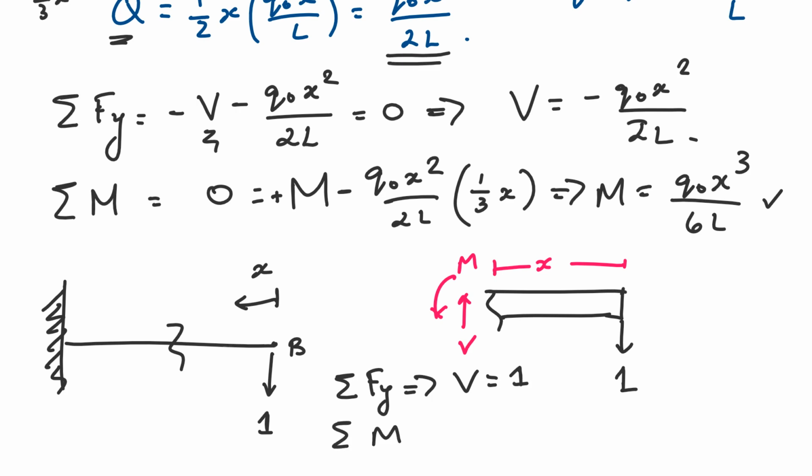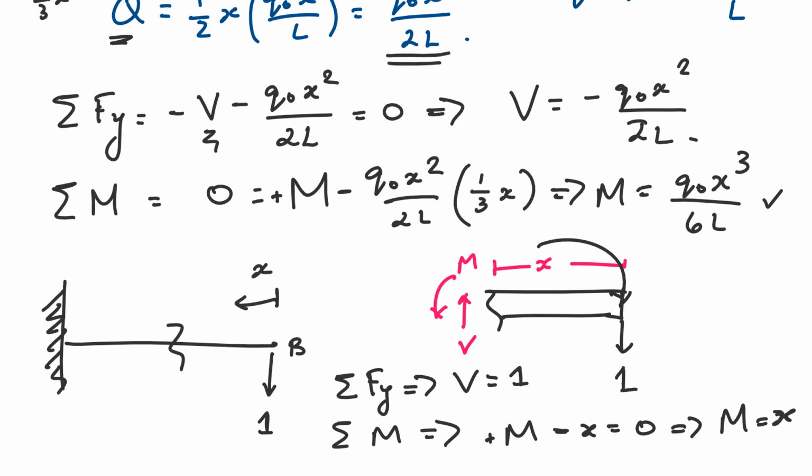Sum of the moments is going to give us, what is that going to give us? Well, we have m going counterclockwise, so it's positive. We have 1 times x is going to give us minus x because it's clockwise, right? And this is equal to 0, so that means m is equal to x.